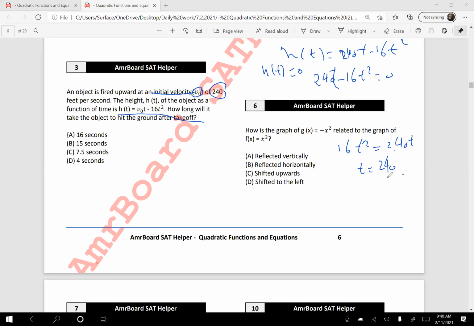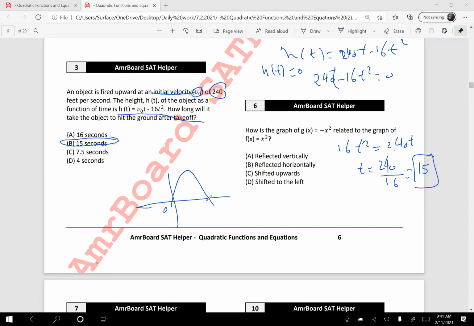240 divided by 16, which is 15. So the time will be 15 seconds. After 15 seconds, the object will hit the ground. Hit the ground means the function is 0, y equals 0. Okay, and the root of this function will be like that.